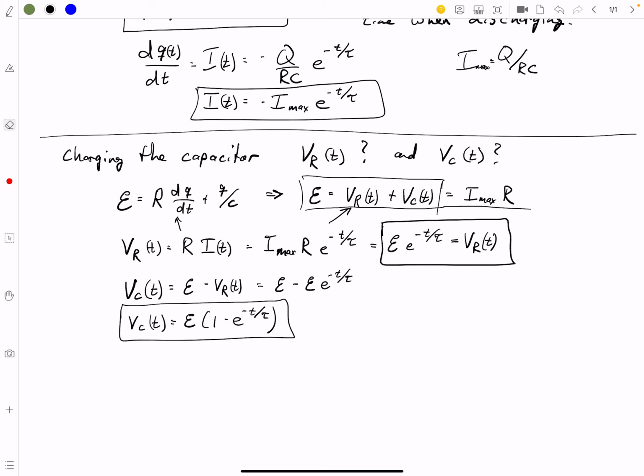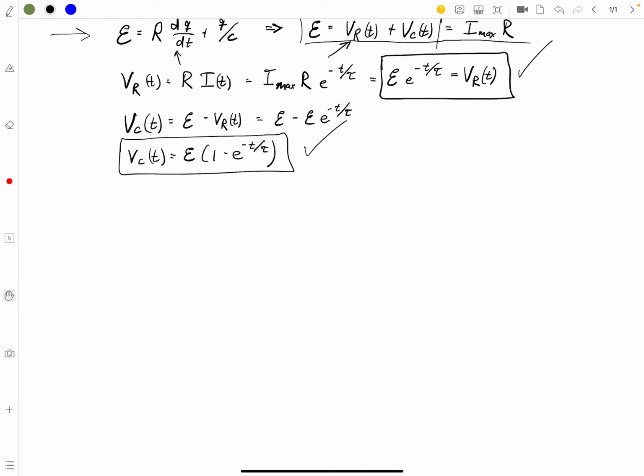Okay, when we're charging the capacitor, we want to know this, and we want to know that. And we went back to our differential equation, and we got those things, right? Here's the first one, and here's the second one.